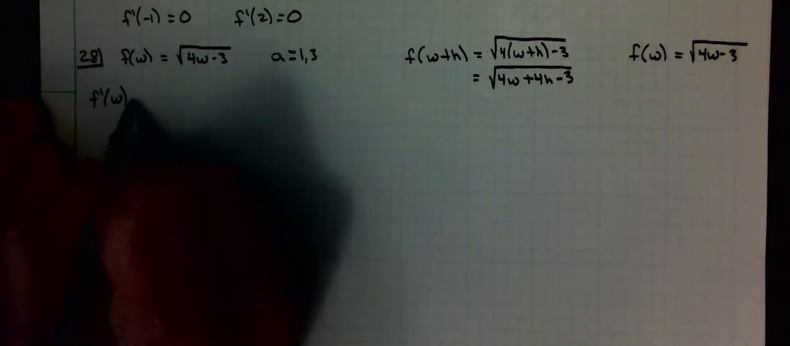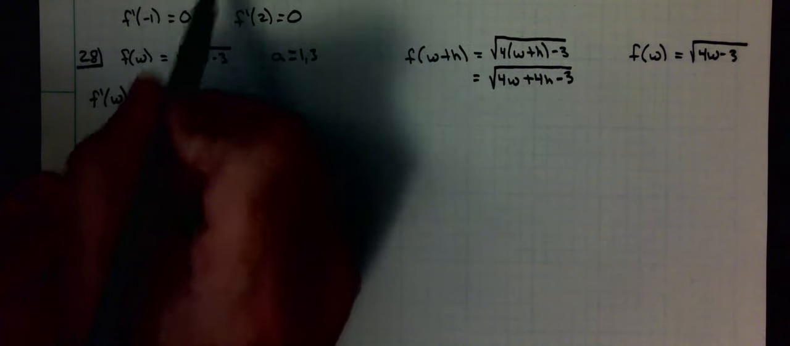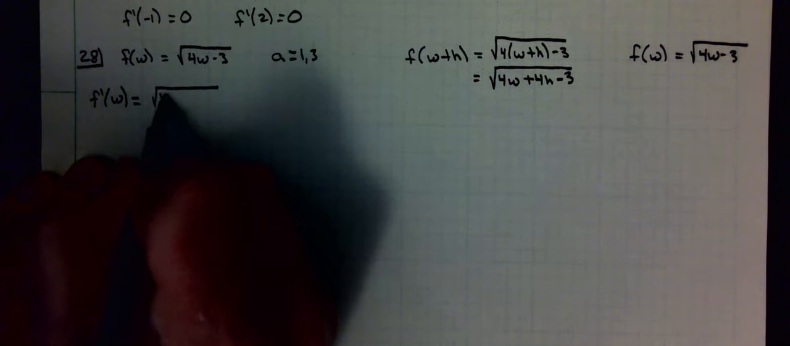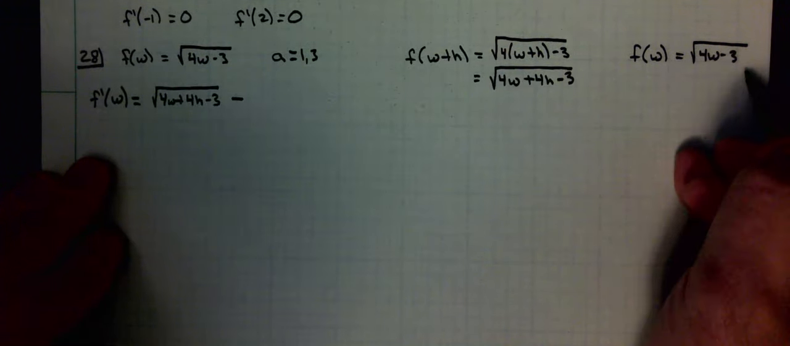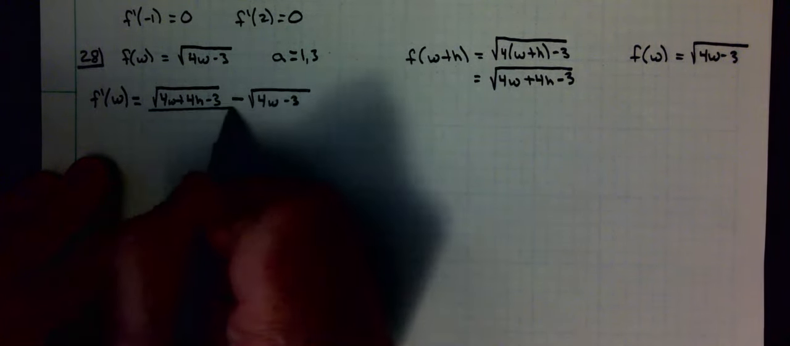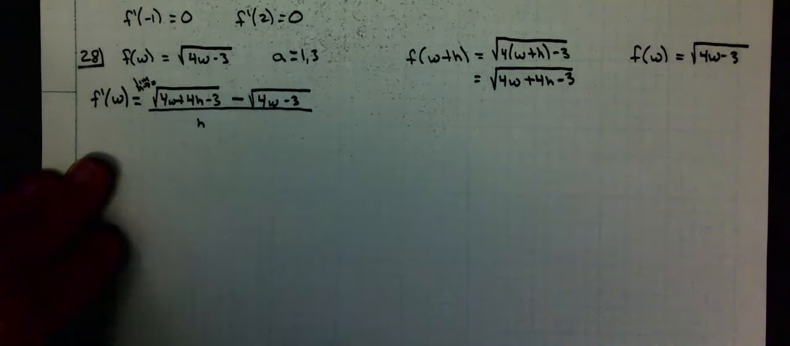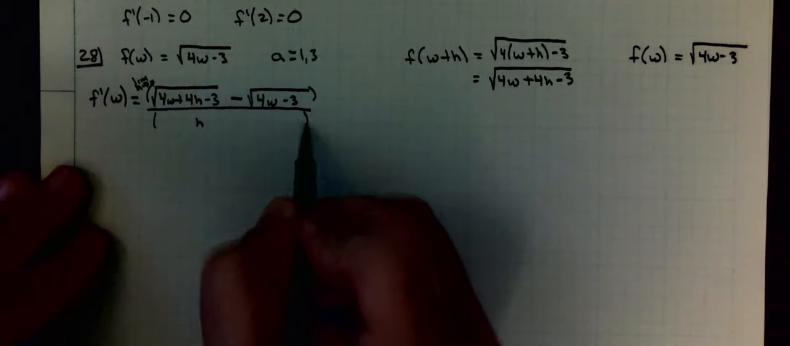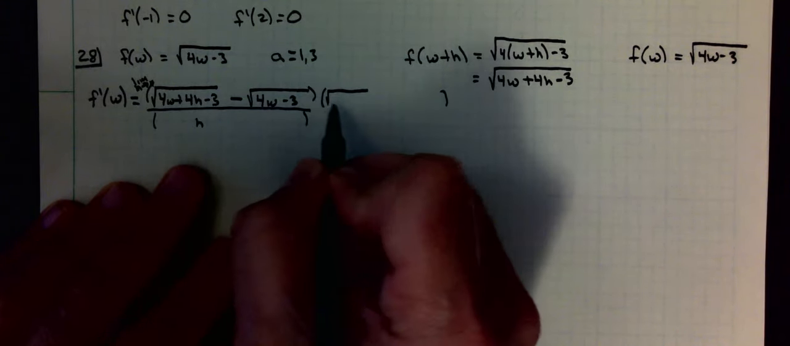Now write my limit. f prime of w equals the limit of f of w plus h, which is right here, the square root of 4w plus 4h minus 3, minus f of w, the square root of 4w minus 3, all over h. I have to write the limit. I'm going to get rid of these square roots by multiplying the top and bottom by the conjugate of the top.